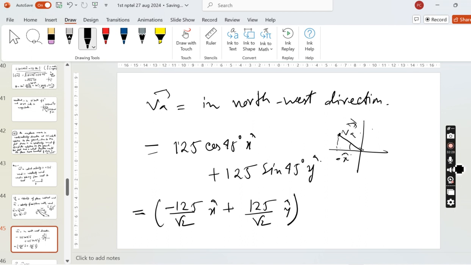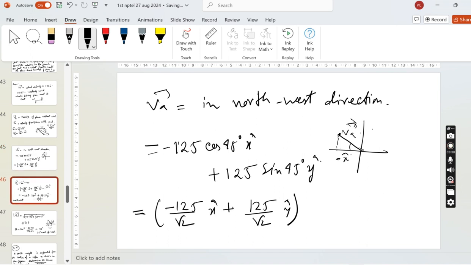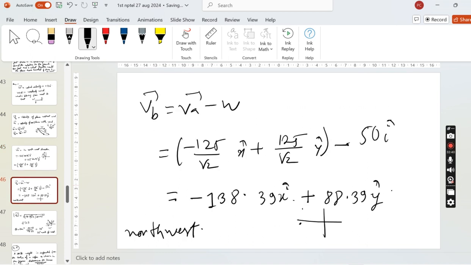So minus 145 cos 45 degree x plus 125 sin 45 degree y, we get this thing, and then normal vector addition with a negative value, so we get this. So here we can see that the coefficient of x unit vector is negative and coefficient of y unit vector is positive, so it is in this quadrant, which is northwest.